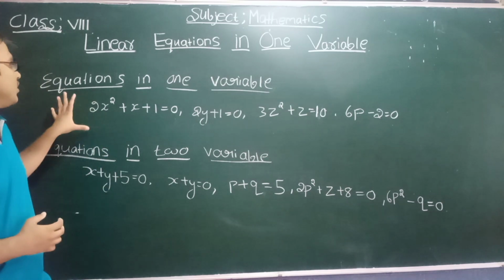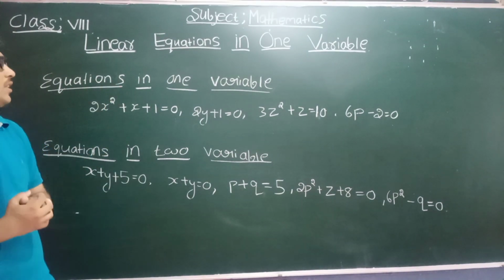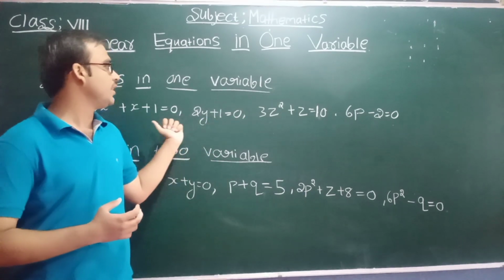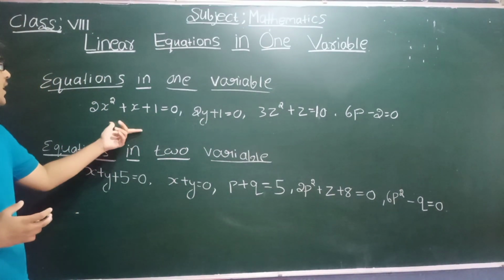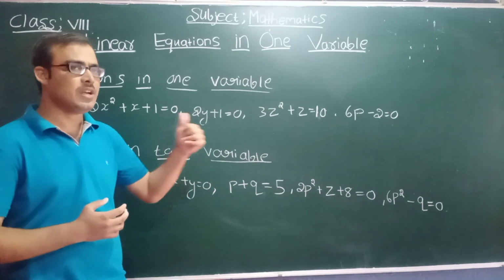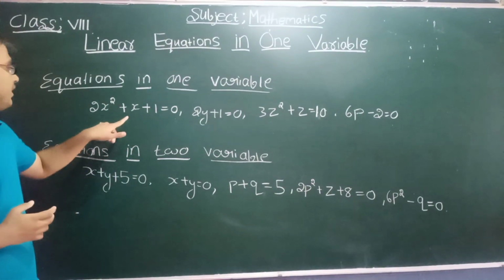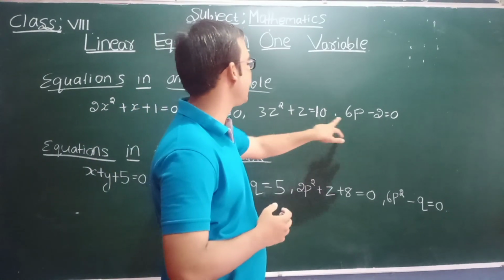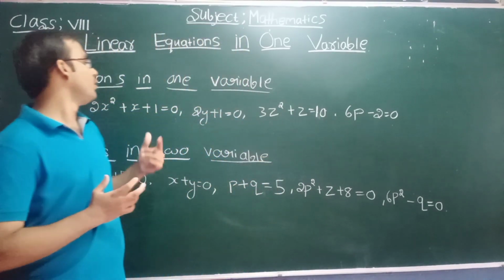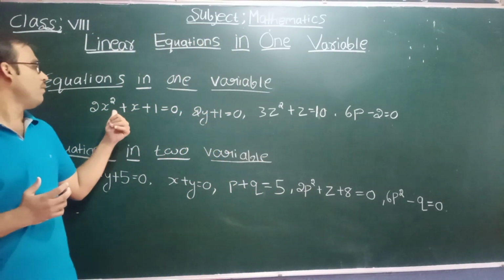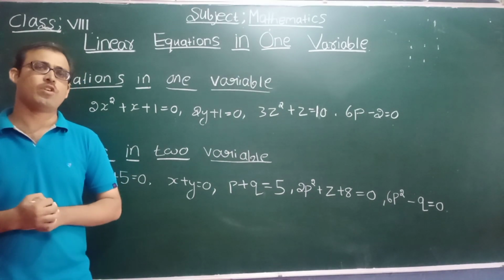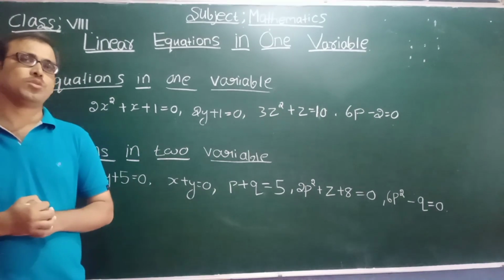First of all, we see what equations in one variable are. These are some examples of equations in one variable. You can see that in each and every equation only one variable is there. Here the variable is x, here the variable is y, here the variable is z, and here the variable is p. In every case only one variable is there. This kind of equation is called an equation in one variable.